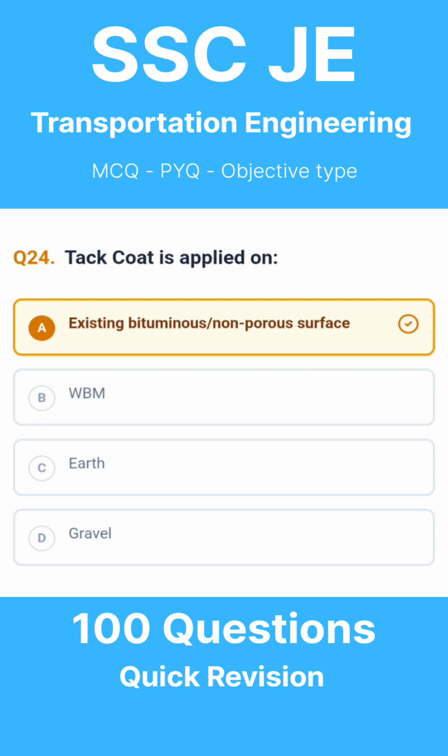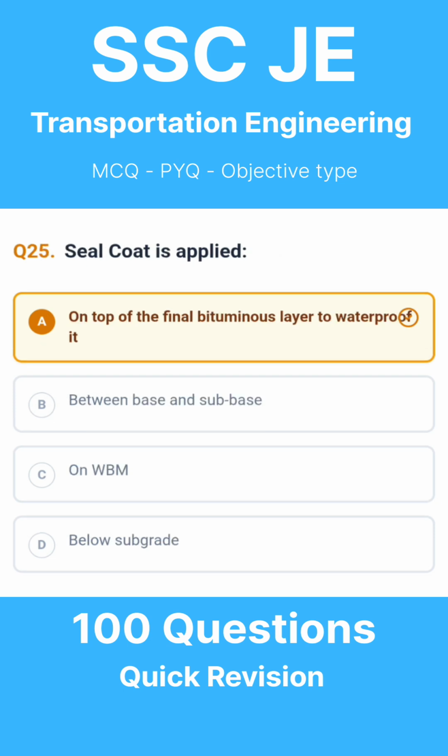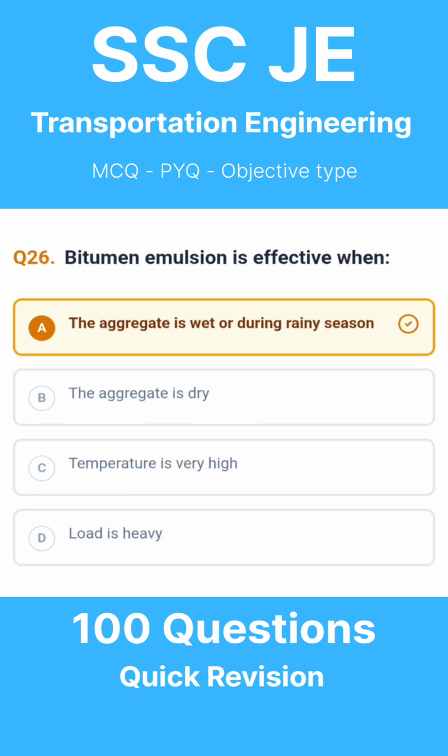Question 24. Tack coat is applied on. The correct answer is existing bituminous, non-porous surface. Question 25. Seal coat is applied. The correct answer is on top of the final bituminous layer to waterproof it. Question 26. Bitumen emulsion is effective when. The correct answer is the aggregate is wet, during rainy season.